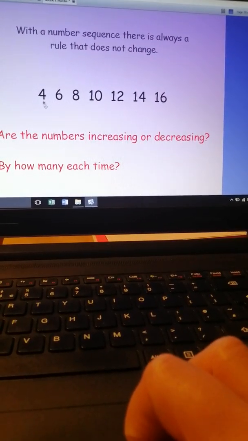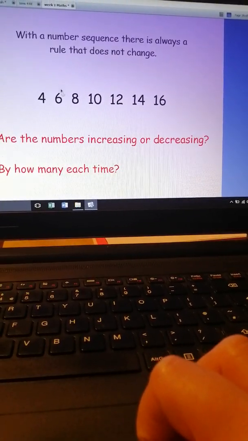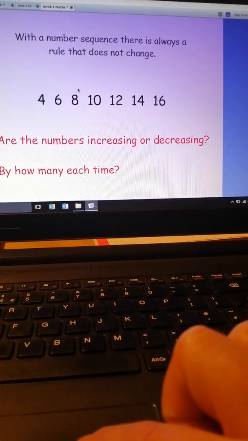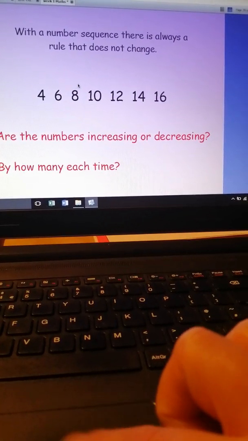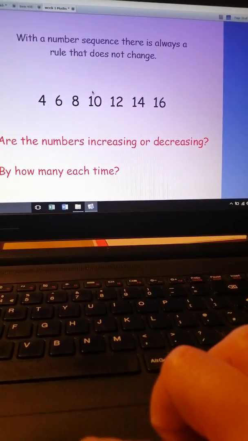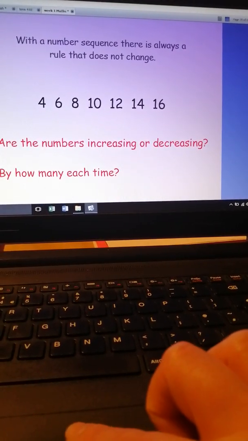So if I start at 4, how do I get to 6? Well, I need to add 2 more. How do I get to 8? I need to add 2 more. So my pattern, my rule is starting to appear. How do I get to 10? I add 2 more, and that will be the same all the way down my number sequence.